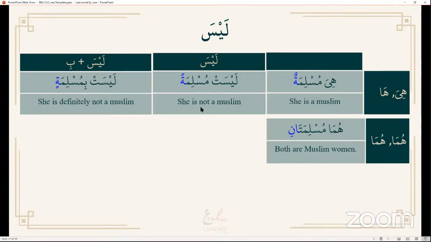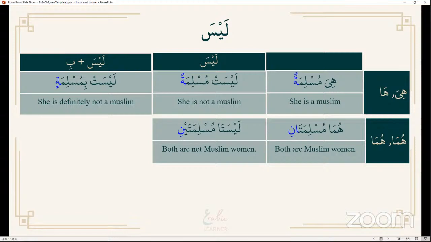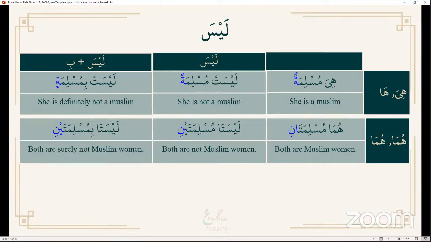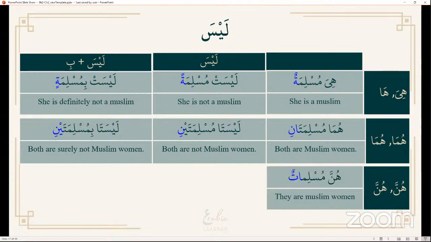Huma Muslimatani, both of them are Muslims. Laysata Muslimatani. And with Ba zaida? Laysata bi Muslimatani. Again, same thing. Hunna Muslimatun.